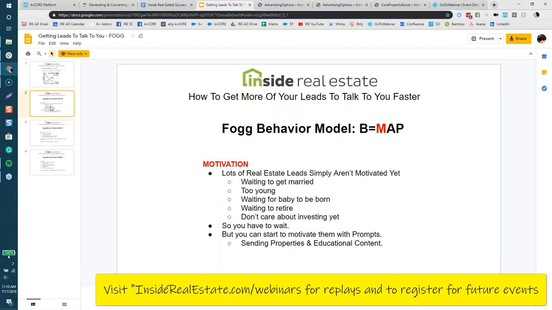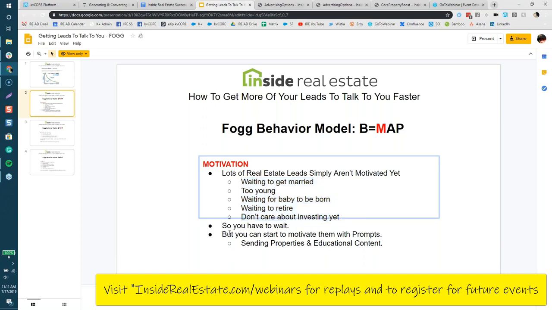So let's look at the motivation and apply this formula to what usually happens in real estate. And from going through these slides, we'll be able to come up with some actionable stuff we can do to flow with this. All right, so motivation: lots of real estate leads simply aren't motivated yet. I know this is obvious, but people are waiting to get married, they're too young, they're waiting for a baby to be born, they have all kinds of reasons. I'm going to retire in 5 years and then I'll make a move, but I'm on your site searching today because I think Myrtle Beach might be fun, I think Florida might be fun, those kinds of things.